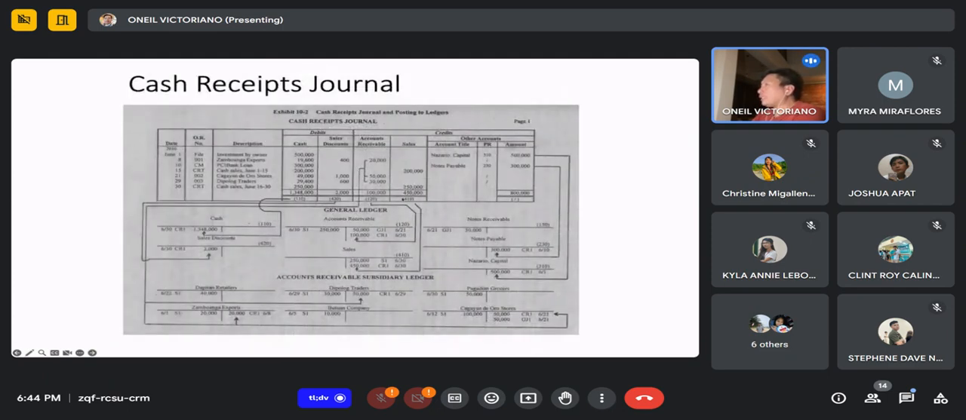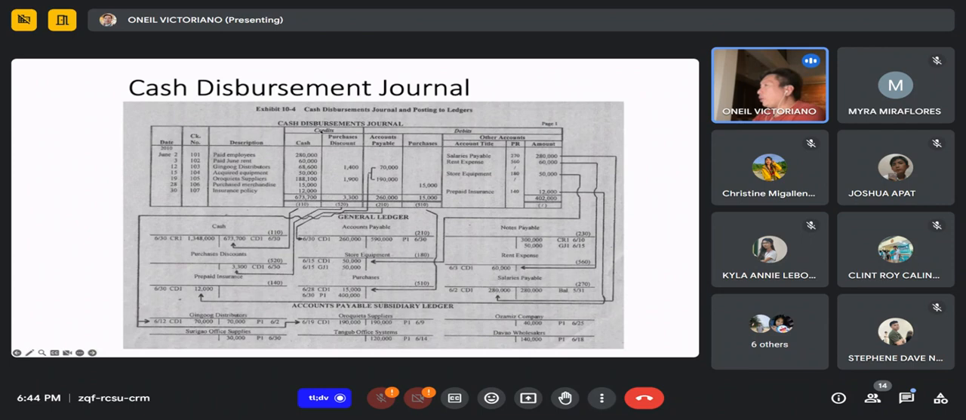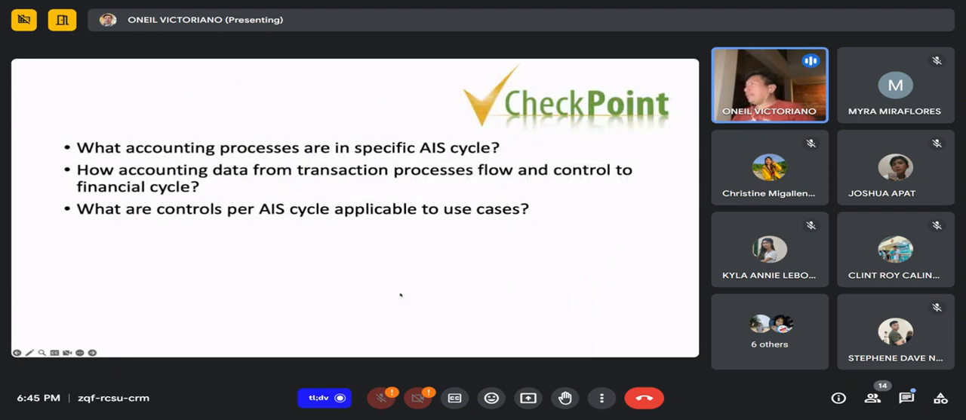Also, you have cash receipts, from the general ledger and accounts receivable subsidiary ledgers. The purchase journal, or cash disbursement journal, the idea of the review is to be able to understand different data and different data flows from different ledger accounts and subsidiary ledgers, to the general ledgers. And that's the last one. So some questions on the exam are what accounting processes are specific for each AIS cycle.